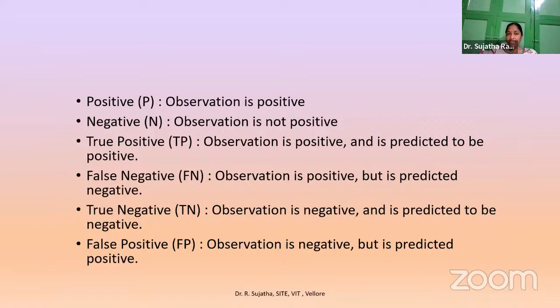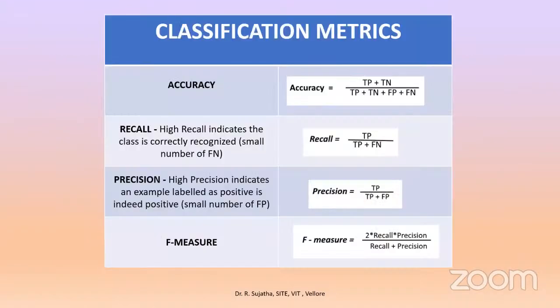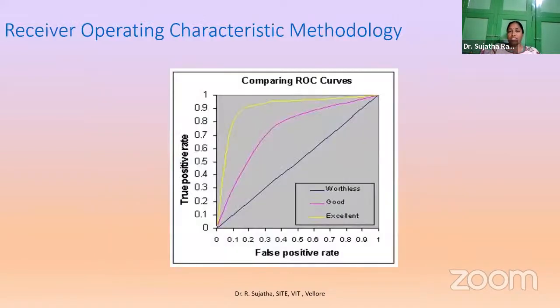So based on these values, I think you may know about all these concepts: true positive, false positive, and based on that we'll have the values for these performance measures: accuracy, recall, precision, and then the F measure. When we take the true positives and true negatives and divide by all the records, the number of records overall, we get the accuracy, and similarly ROC.